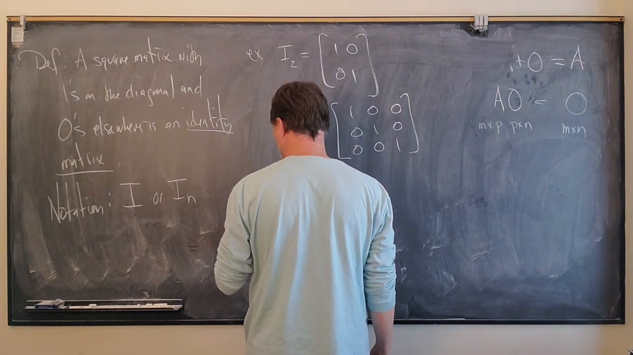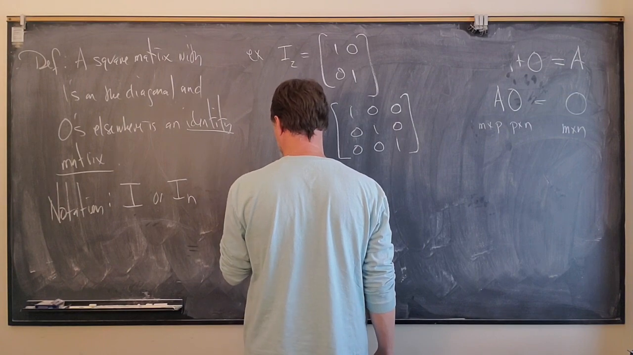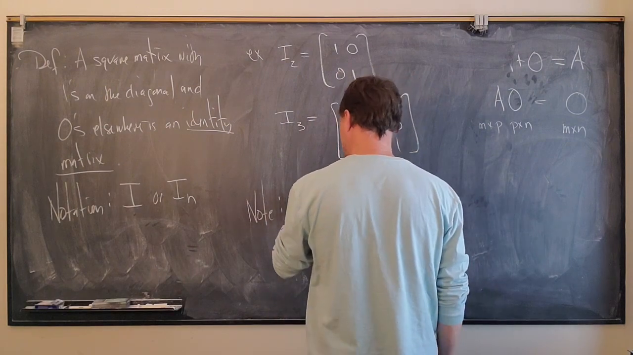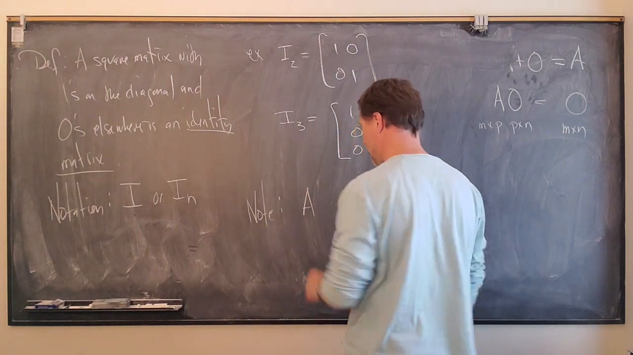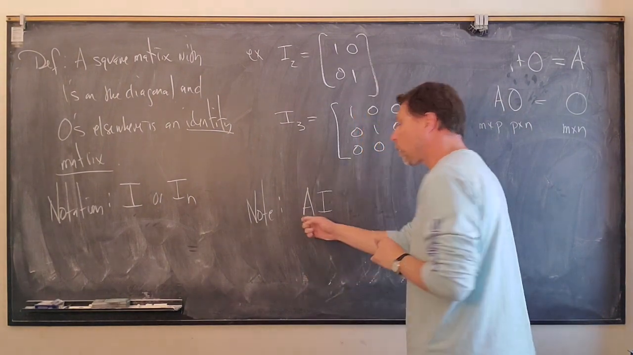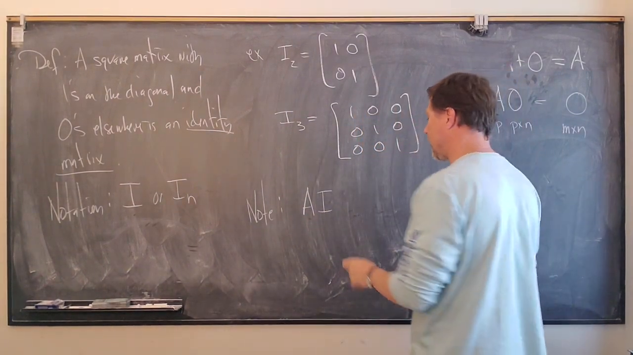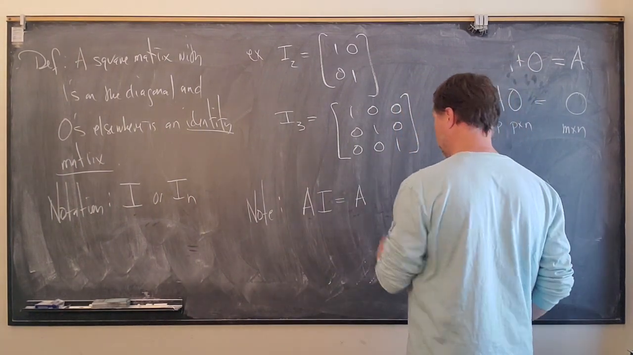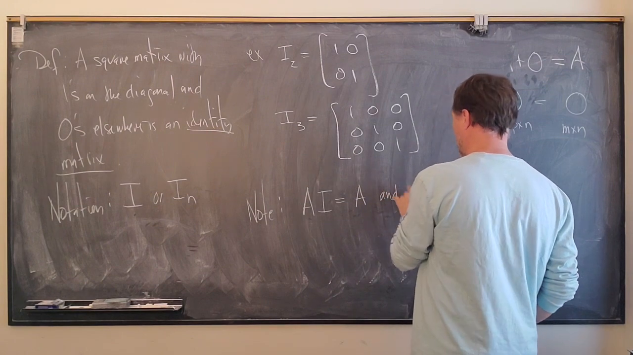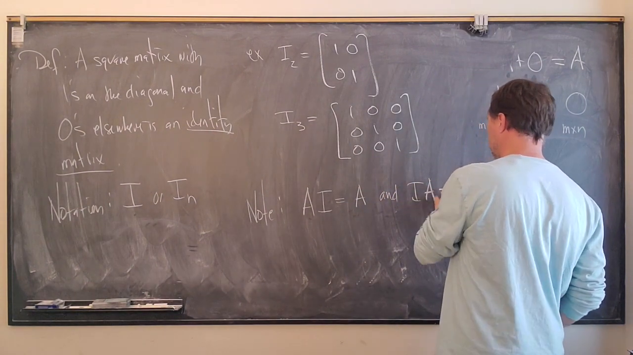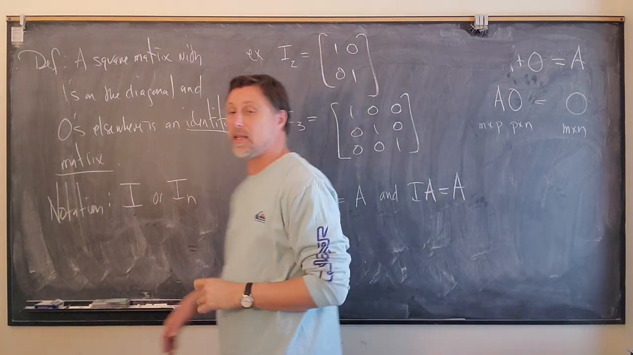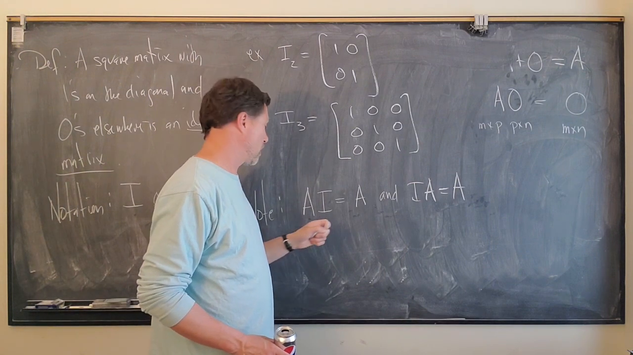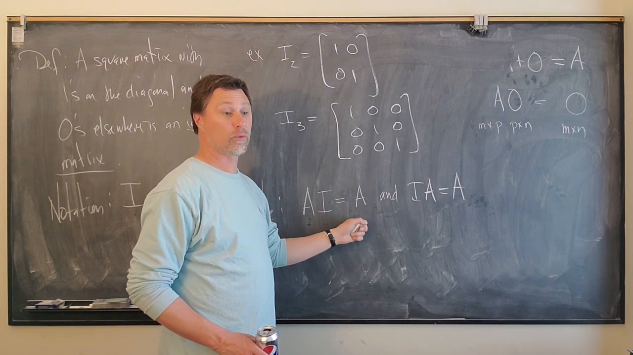Now, one thing to be aware of, so I'm just going to say note. If we do any matrix A times I, where this matrix multiplication makes sense, what we get is the matrix A. And also if we do it in the reverse order, I times A equals A. That's why it's called the identity matrix. When you do the multiplication, A times I, out comes the original matrix A.